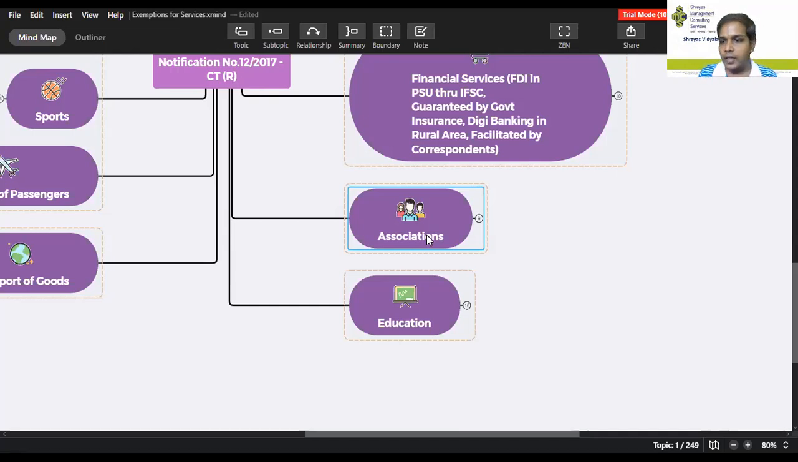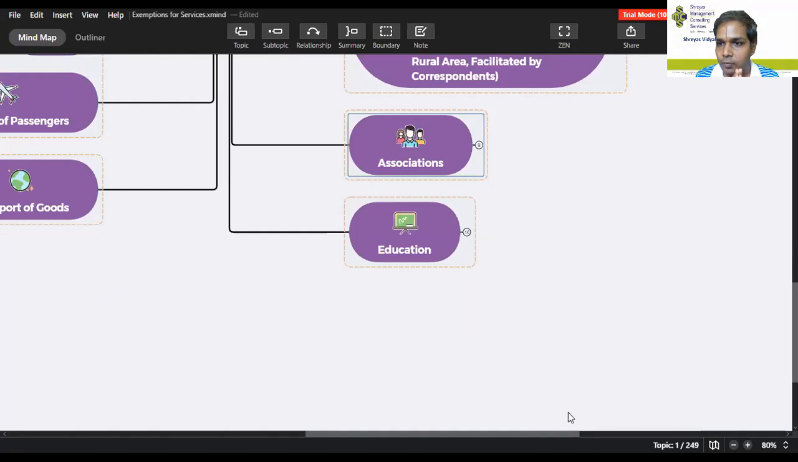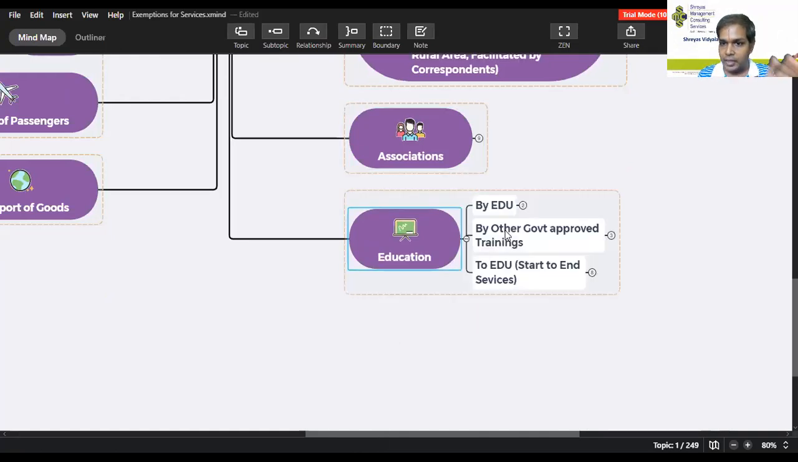Then we talked about the education sector, and we discussed a lot of exemptions. We broadly bifurcated them into what is provided by them and what is provided to them. So we just divided it like that. For what is provided by them, we saw a list, by education institutions and to education institutions.